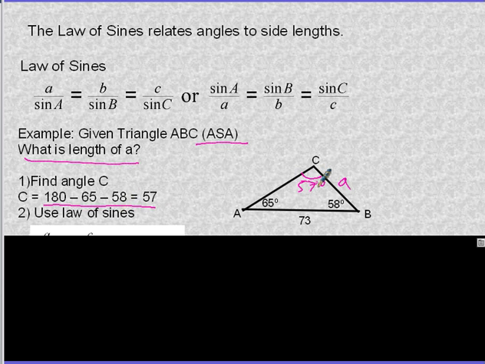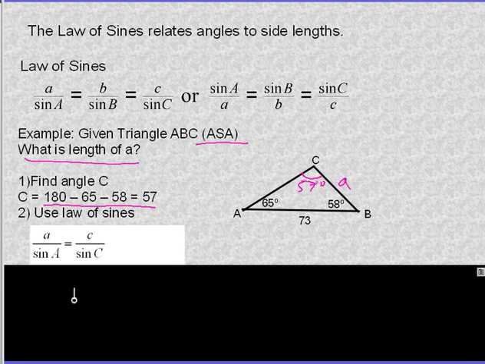Now we are set to use the law of sines. The side length A over the sine of its angle is equal to the side length C over the sine of its angle. A we don't know, but we do know sine of 65. We do know what that angle is. And then side length C is 73 over the sine of its angle. Don't forget to put the sine. This is the other thing that people forget.